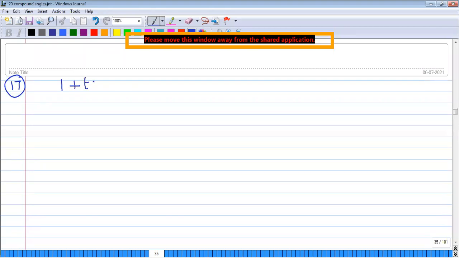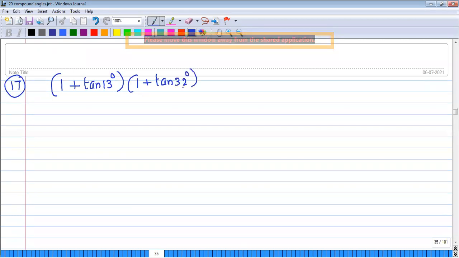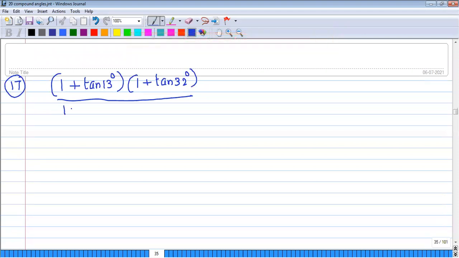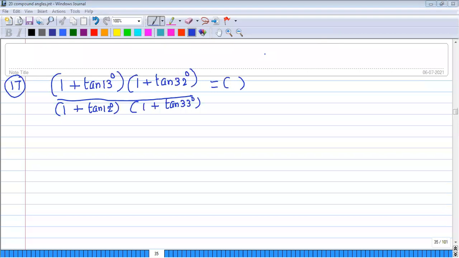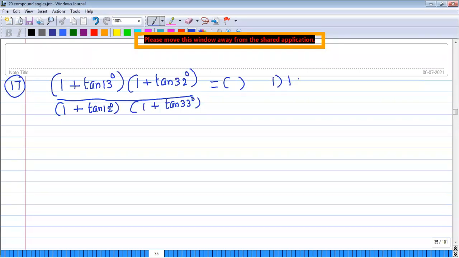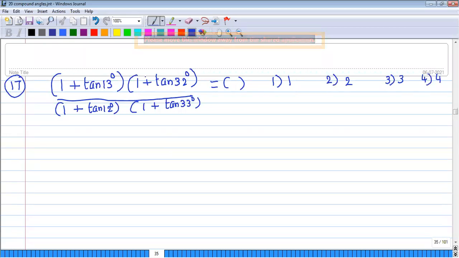1 plus tan of 13 degrees multiplied with 1 plus tan 32 degrees, upon 1 plus tan 12 degrees into 1 plus tan 33 degrees equals to: first option 1, second option 2, third option 3, fourth option 4. Here also we need to use one tip.